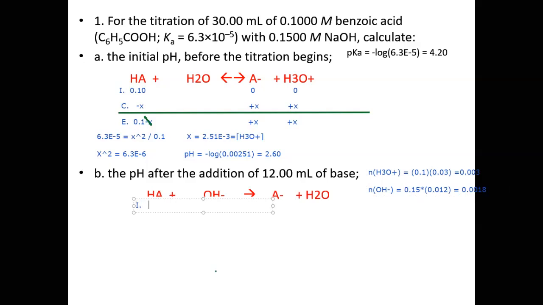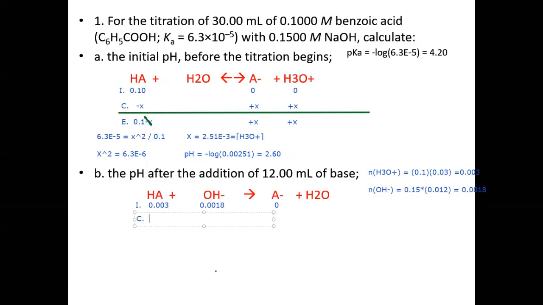So initial, change. Since the base is less, we're going to subtract the base from the acid. If the base was more, that tells you you're outside the buffer region. Then we have equilibrium, or the end of the reaction.